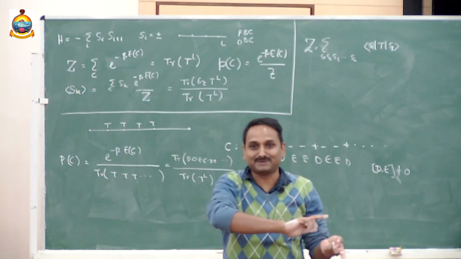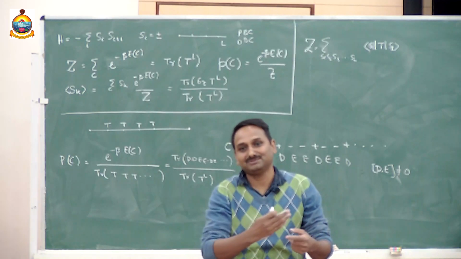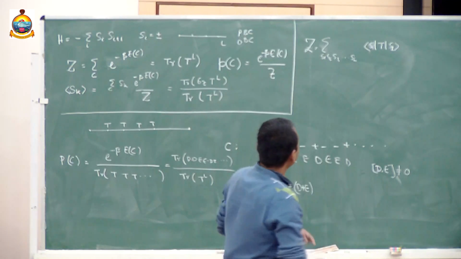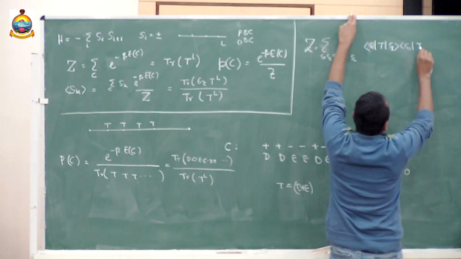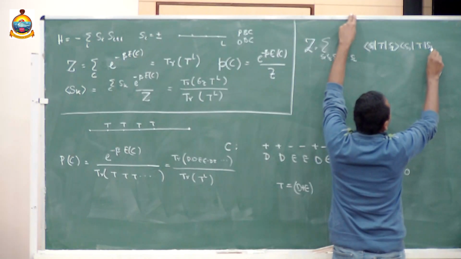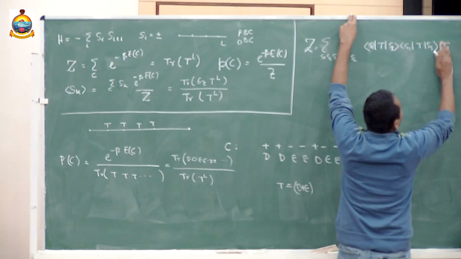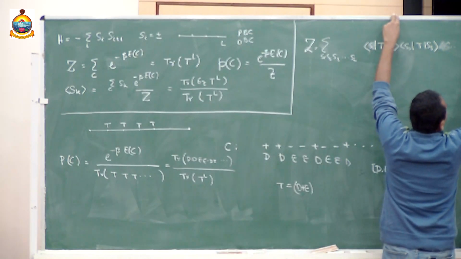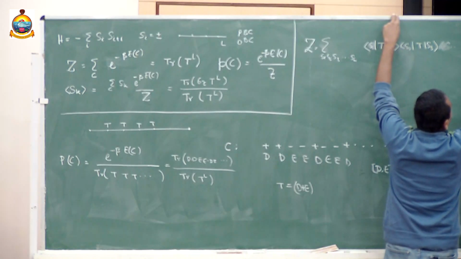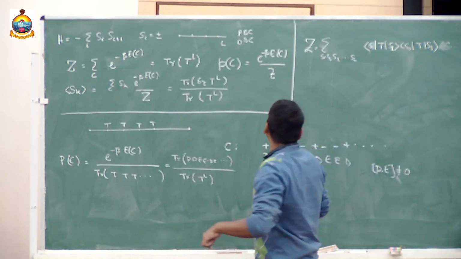The name of this T is the transfer matrix, because it transfers from 1 to 2. This is the way it transfers. So 1 to 2, and then you have S2 T S3, like that, and you go like that, and finally you have SL T S1. That's the matrix you have.